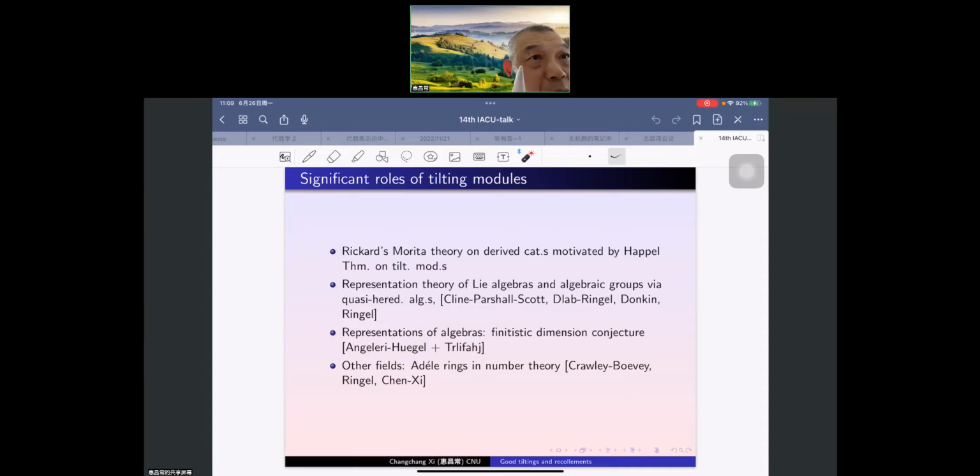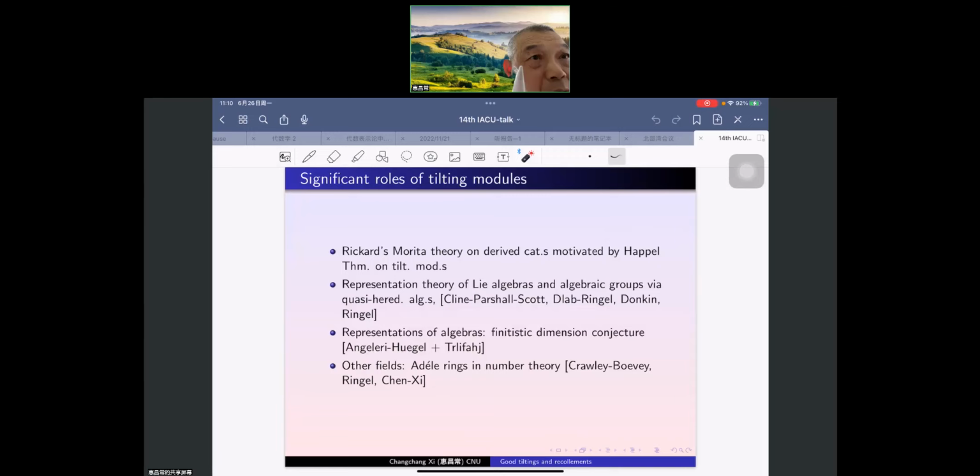And tilting modules also appear in the representation theory of Lie algebras and algebraic groups. This can be seen via what is called a quasi-hereditary algebra, defined by Cline-Parshall-Scott. And also we have characteristic tilting modules, developed by Ringel and Ringel. Also in algebraic groups, Donkin introduced the tilting module. But the tilting module in algebraic groups is a little bit different from the definition introduced here.